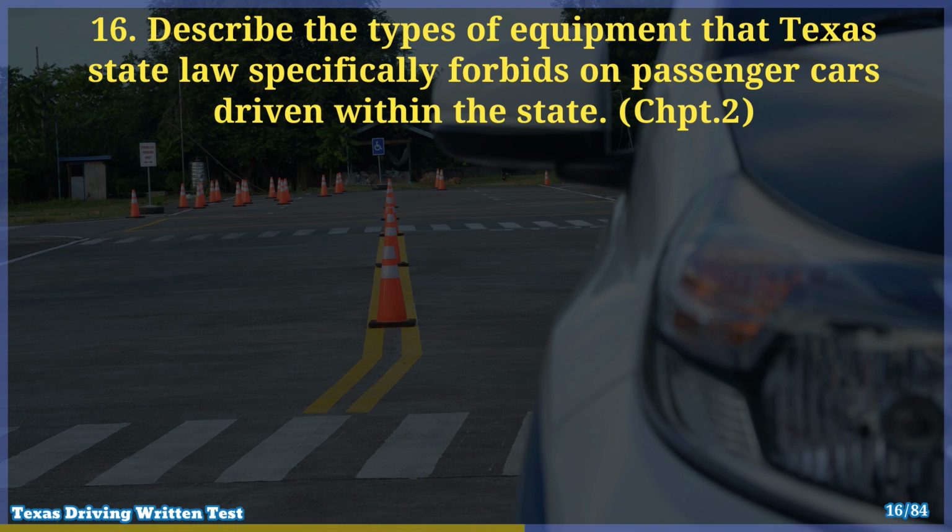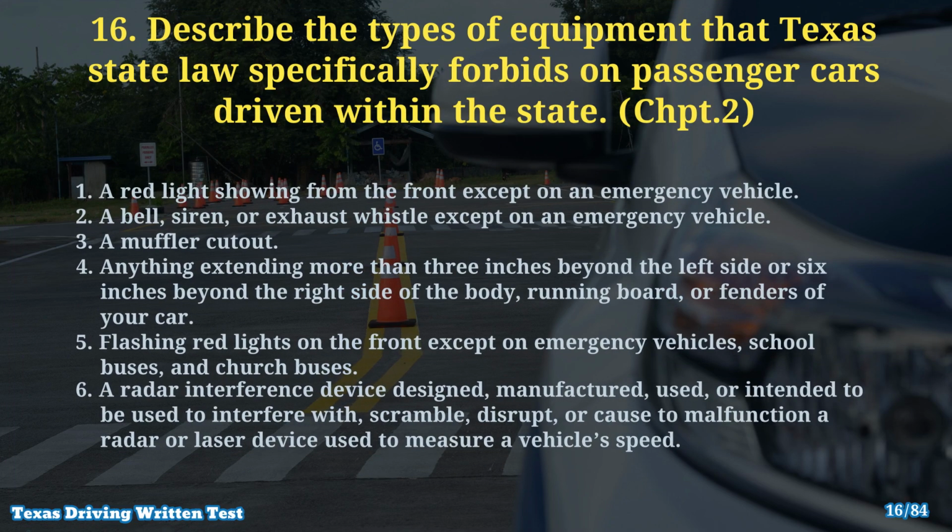16. Describe the types of equipment that Texas state law specifically forbids on passenger cars driven within the state. Below is the list. 1. A red light showing from the front except on an emergency vehicle. 2. A bell, siren, or exhaust whistle except on an emergency vehicle. 3. A muffler cutout. 4. Anything extending more than 3 inches beyond the left side or 6 inches beyond the right side of the body, running board, or fenders of your car.